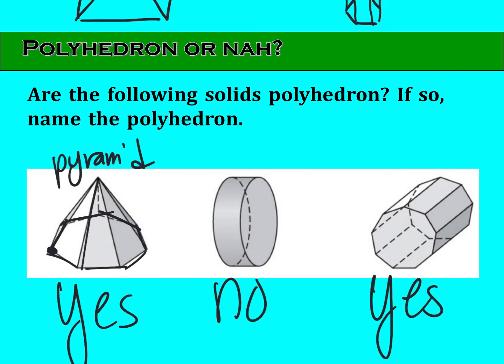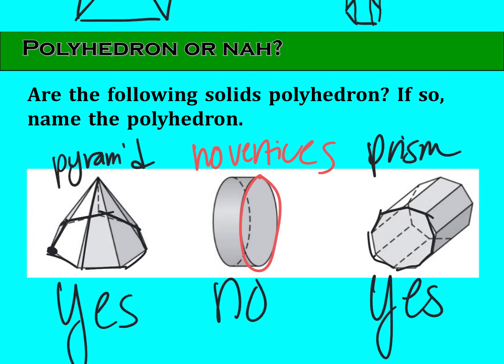The middle one here is a no, because it has a face, and it has an edge, but there are no vertices, so that would be a no. And then for the last one, it's a yes, because we've got a face here. This would be considered a prism because we have two of the same bases, an edge and a vertice. So that is a yes.